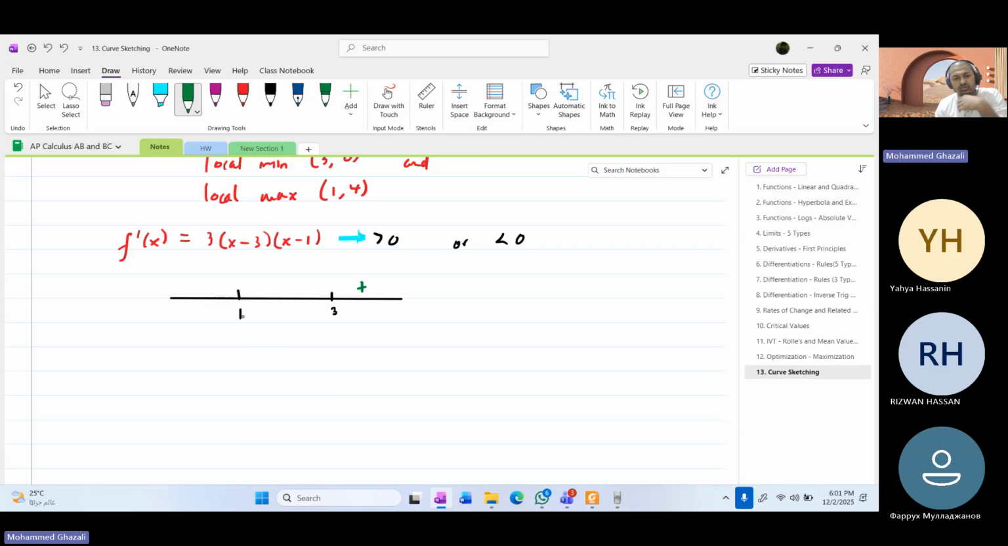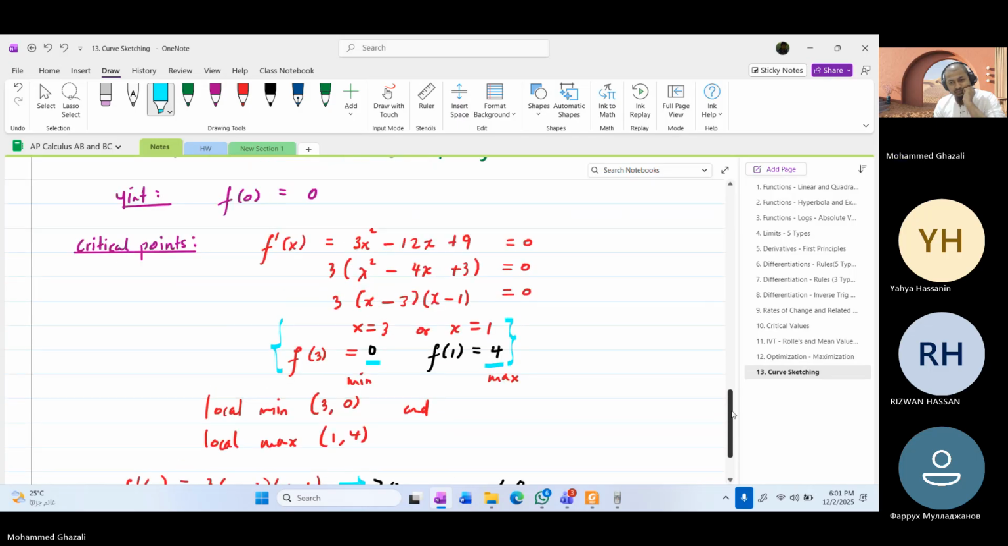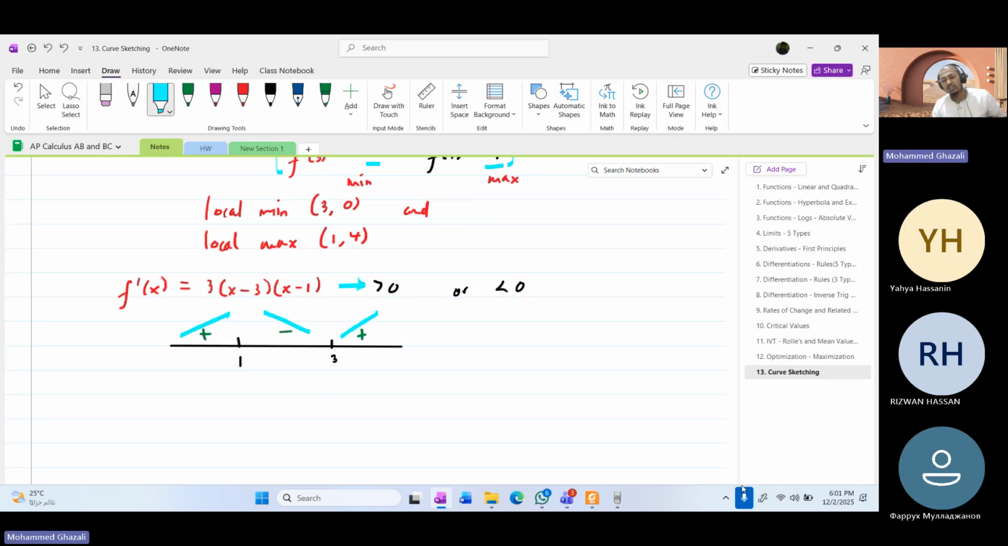In this case, if you substitute a value between 1 and 3, like 2, 2 minus 3 is negative 1, and 2 minus 1 is positive. So that gives me negative, multiplying everything out. If I substitute any value less than 1, like 0, I'll get positive. So what does the positive, the negative, and the positive represent? This represents the increase, that represents the decrease, and that represents the increase. Now I can already see the shape of the graph. It's like up, down, then up. Can you see? Just using the derivative. Now let's go and check.